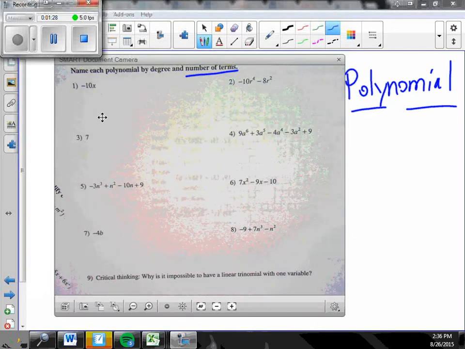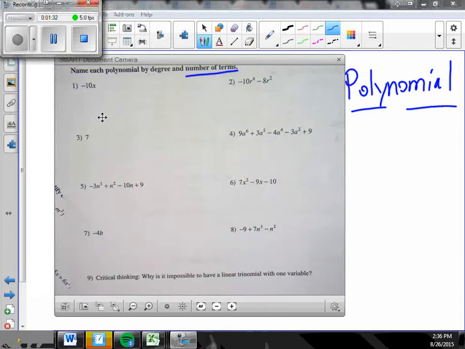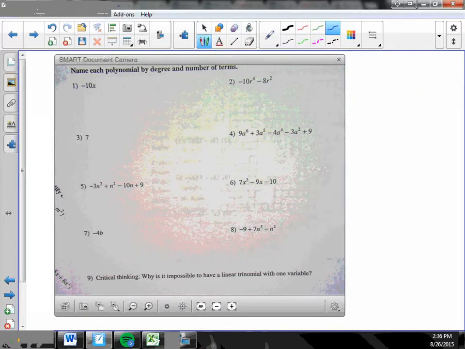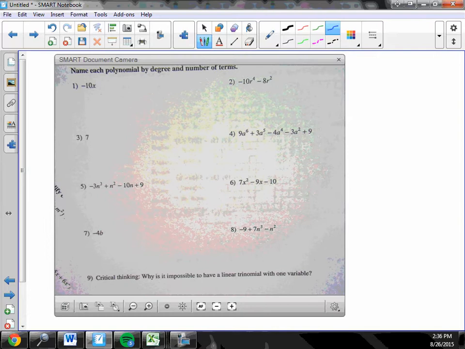How many terms are there in number 1? 1. Negative 10x is just a multiplication. That is a single term. How many terms are there in 2? 2. What about 3? 3 doesn't have any variables. Is that okay? The number 7 is technically a polynomial because it's 7x to the 0. All right? So, number 9 would have 5 terms and so on.